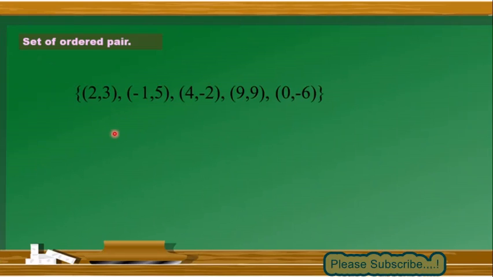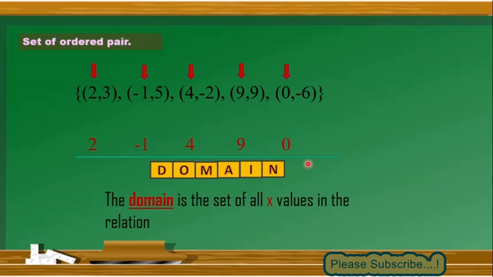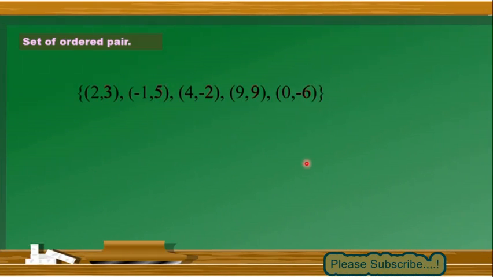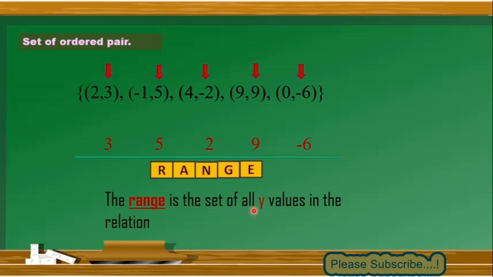Now, the first elements, which are 2, -1, 4, 9, and 0, are what we call the domain. The domain is the set of all x values in the relation. In the same set of ordered pairs, the second elements, which are 3, 5, 2, 9, and -6, are what we call the range. The range is the set of all y values in the relation.